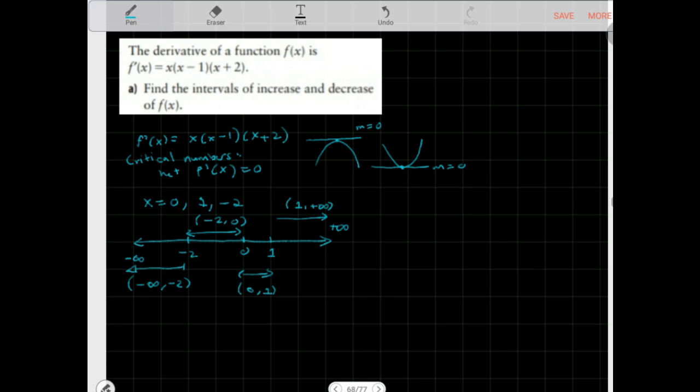So what you want to do next is figure out which of these intervals constitutes an interval of increase and which constitutes an interval of decrease. An interval of increase will occur when the first derivative function f prime of x is greater than 0. An interval of decrease will occur when the first derivative function is less than 0. In order to do this, I'm just going to organize everything in a table to demonstrate this.